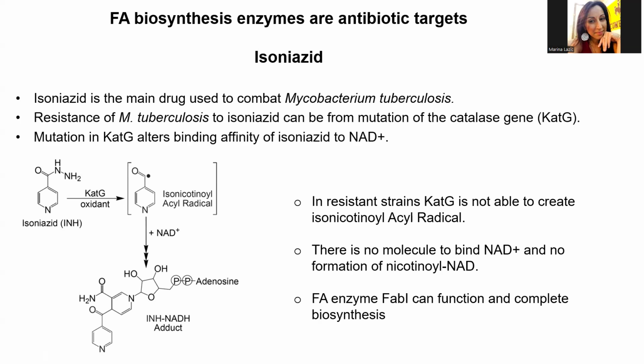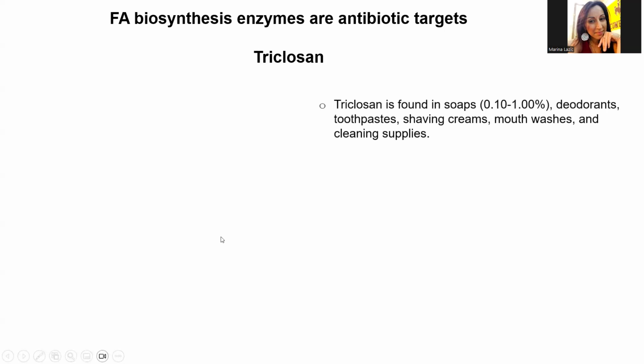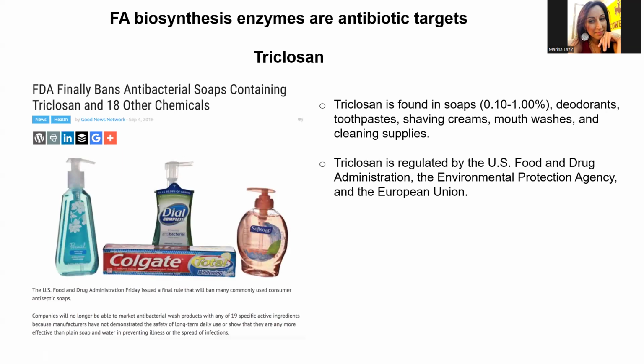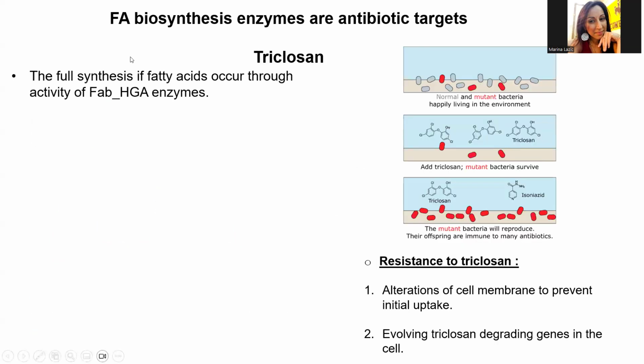Triclosan: the target is also FabI, but the mechanism is different. You probably heard about triclosan because it was found in soaps and detergents. It was forbidden by the FDA, the Environmental Protection Agency, and the European Union because it creates resistant bacteria, so they just stopped using it. And so how does triclosan function? Again, synthesis is happening through the HGA enzymes.